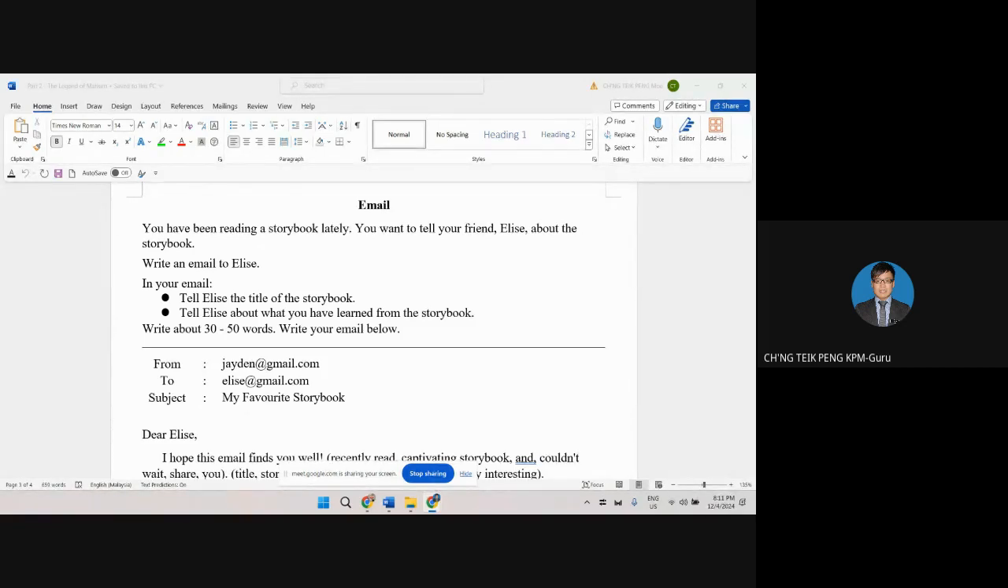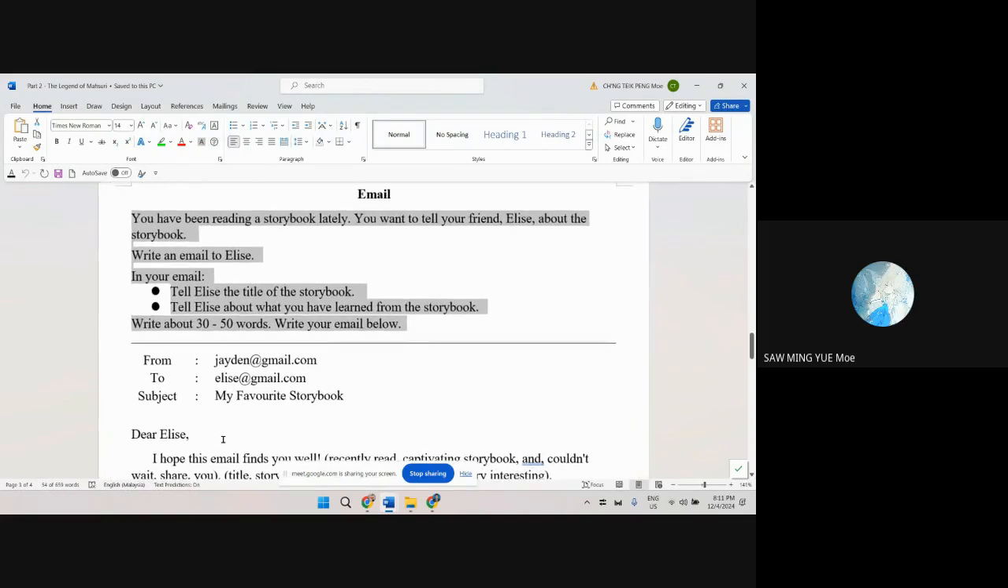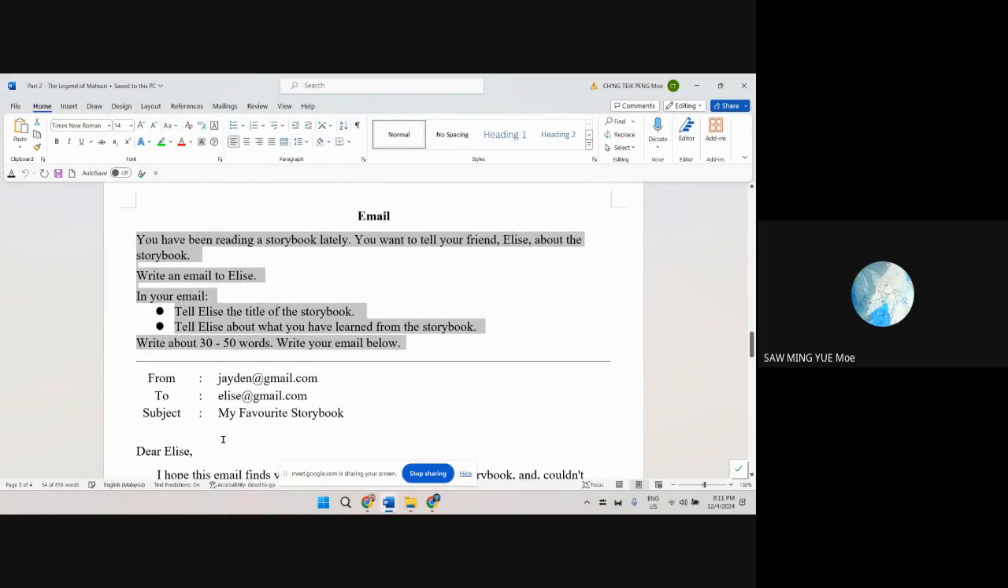All right. Okay, now, let's look at the question first. Mingyue, could you please read the question? You have been reading a storybook lately. You want to tell your friend Alice about the storybook. Write an email to Alice. In your email, tell Alice the title of the storybook. Tell Alice about what you have learned from the storybook. Write about 30 to 50 words. Write your email below.